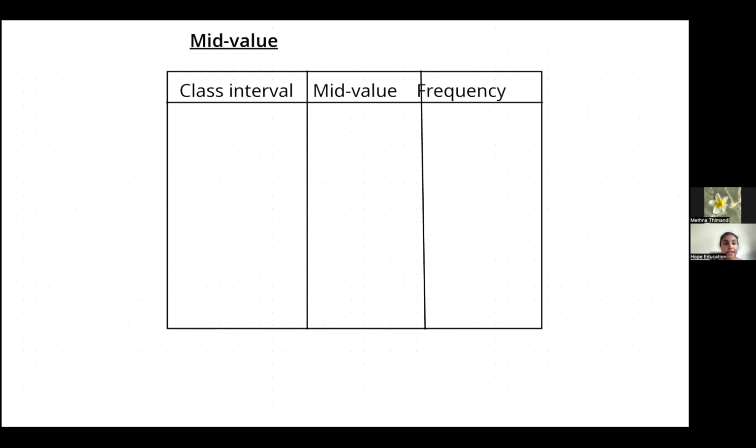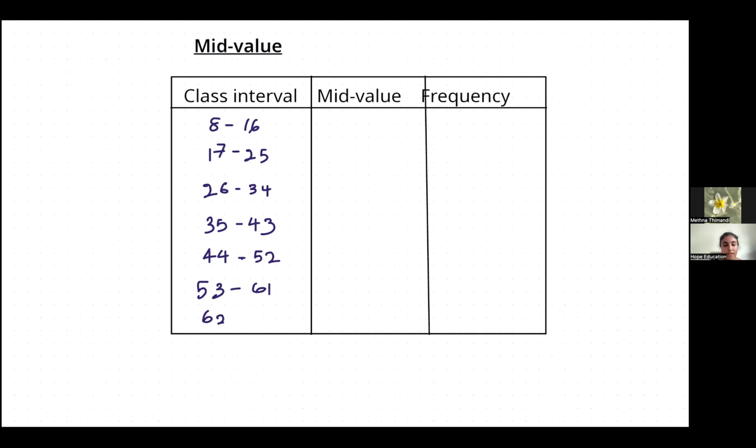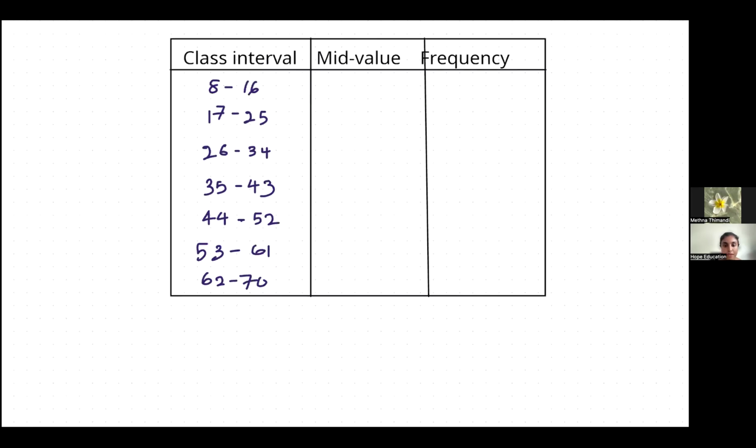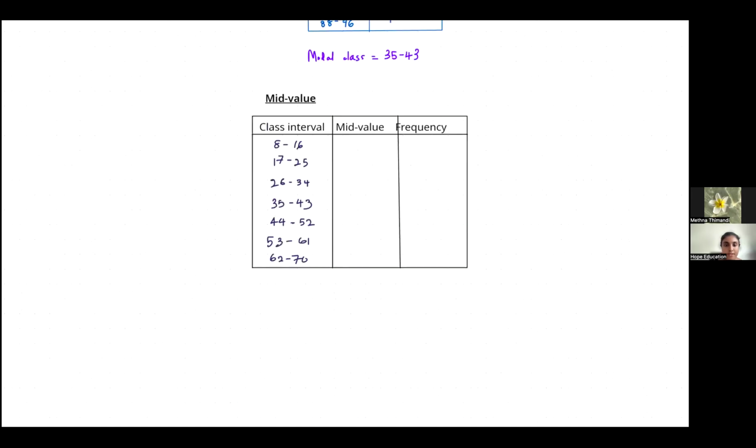What are the class intervals? 8 to 16, 17 to 25, 26 to 34, then 35 to 43, 44 to 52, 53 to 61, 62 to 70. I need more, no? What is that?